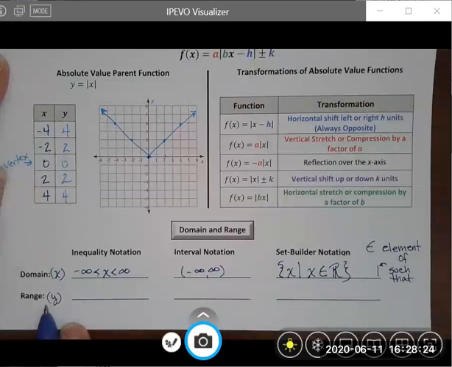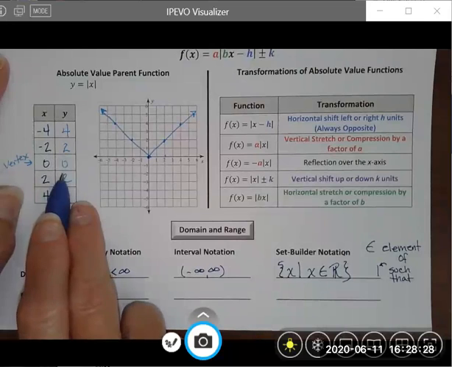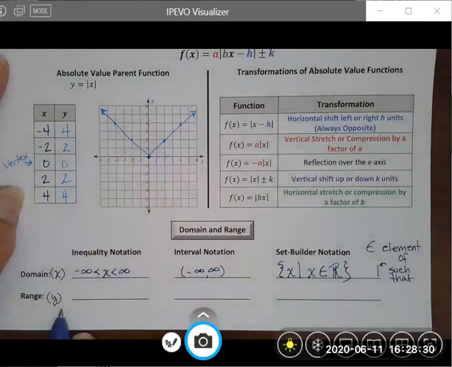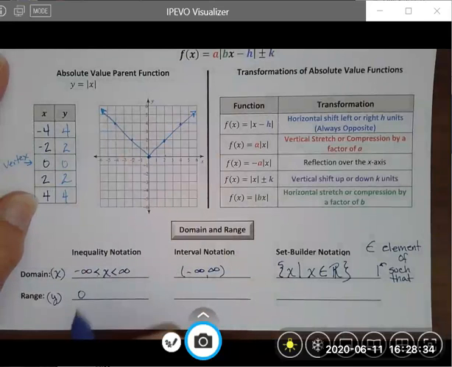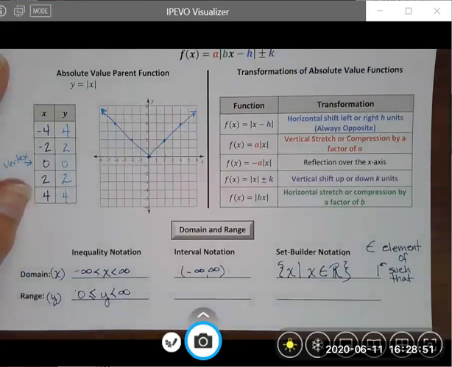If I look at the range, as we said up above, because my vertex is at 0, 0, I change directions. My Y values never enter a negative range. So 0 is actually my lowest Y value. And I do actually touch it. So my Y values are going to be greater than or equal to 0. And I'm going to go up forever. So I would say that the Y values have to be less than infinity.